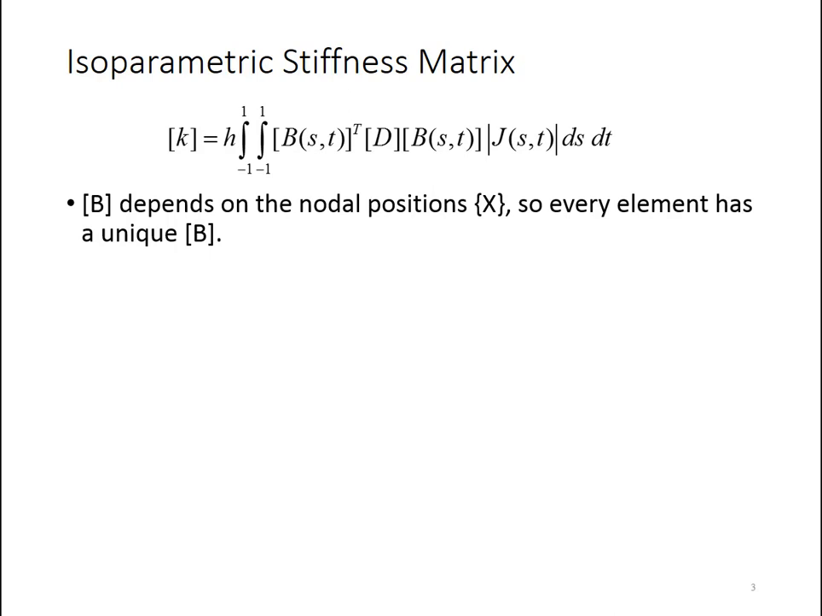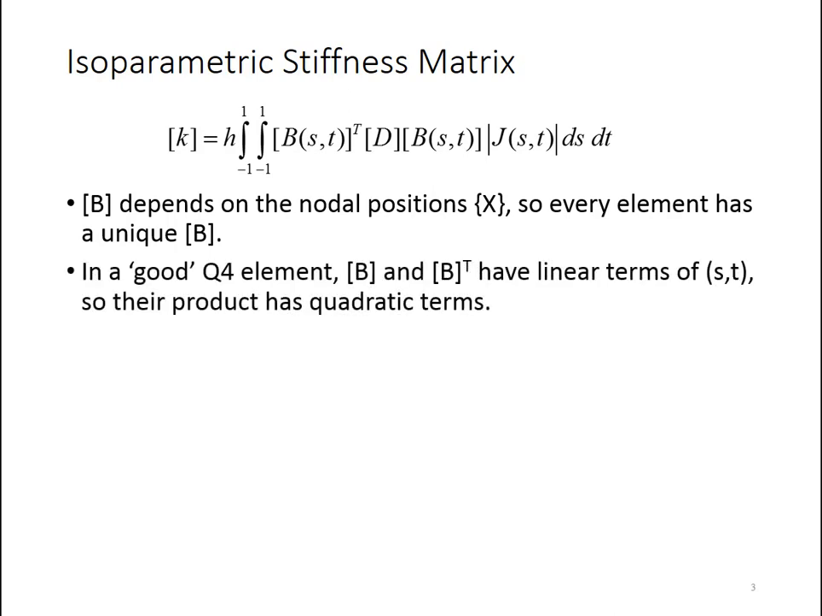First off, the B matrices in here depend on the nodal positions. The B matrix we developed in a prior video. We used the shape functions times the nodal positions in order to give us a mapping from the natural to the global system. And in that process, we were able to calculate the B matrix. So every B matrix is distinct for each element in the global system because it depended on those element nodal positions. For a good element, a good bilinear quadrilateral element, or Q4, both B and B transpose will have linear terms of S and T.